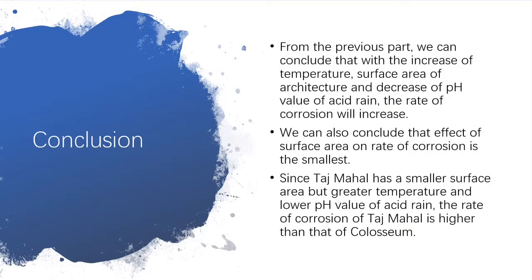From the previous part, we can conclude that with the increase of temperature and surface area of architecture, and decrease of pH value of acid rain, the rate of corrosion will increase. We can also conclude that the effect of surface area on rate of corrosion is the smallest. Since the Taj Mahal has a smaller surface area but greater temperature and lower pH value of acid rain, the rate of corrosion of the Taj Mahal is higher than that of the Colosseum.